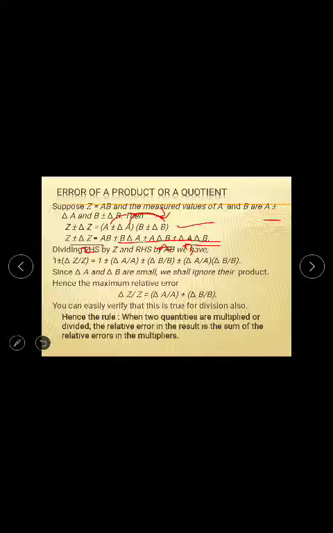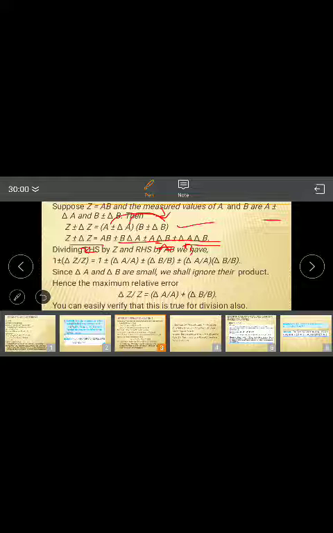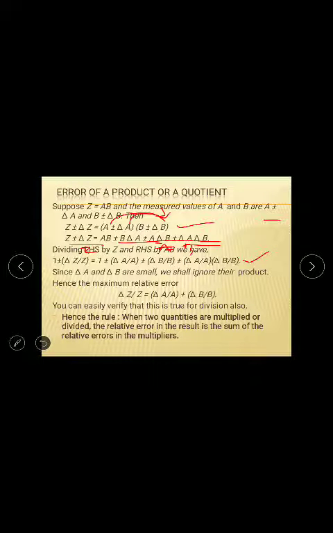So we are getting only delta A upon A plus minus, see here, A delta B upon AB. A gets cancelled. We are getting delta B upon B plus minus delta A upon A into delta B upon B. Okay, so this we have got by dividing LHS by Z and RHS by AB. Listen, here one more thing we have to consider, that is delta A and delta B are small, so we have to ignore their product.